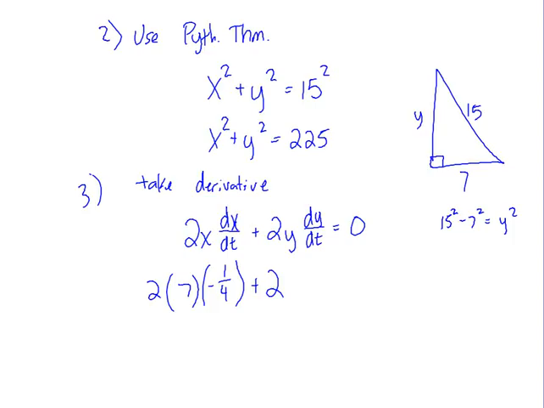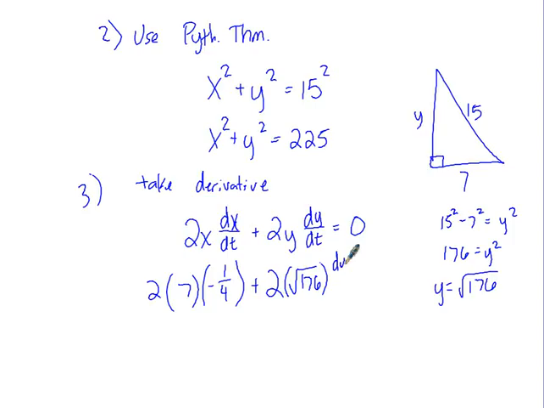Okay, so I have 15 squared minus 7 squared, which is 225 minus 49, which is what? So you should get 176 equals y squared. Therefore, y is equal to what? The square root of 176. Do you think I want a decimal? No. You can give me a decimal, but not to the end. Okay? Not to the end. So I know that y is the square root of 176.